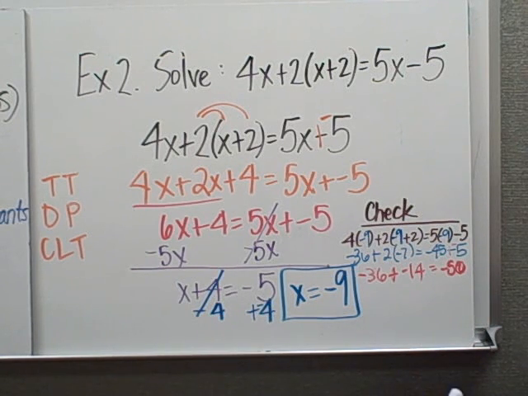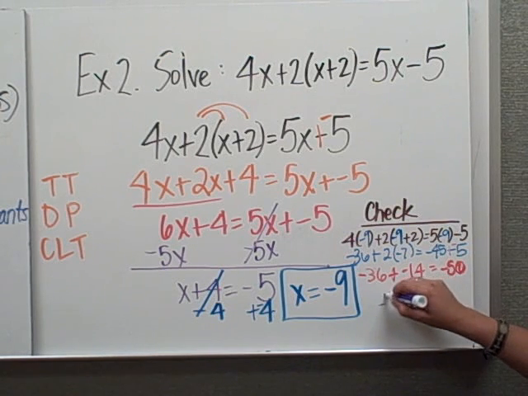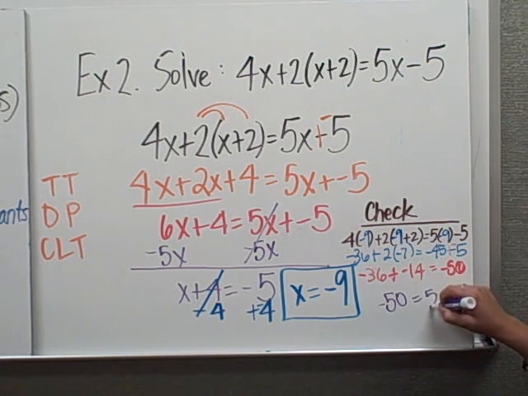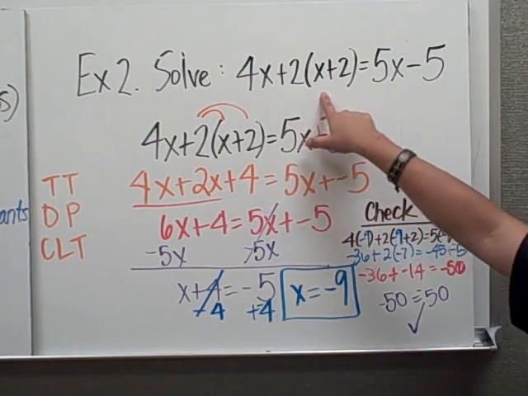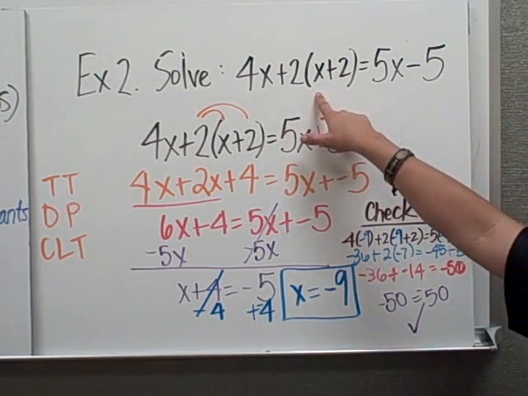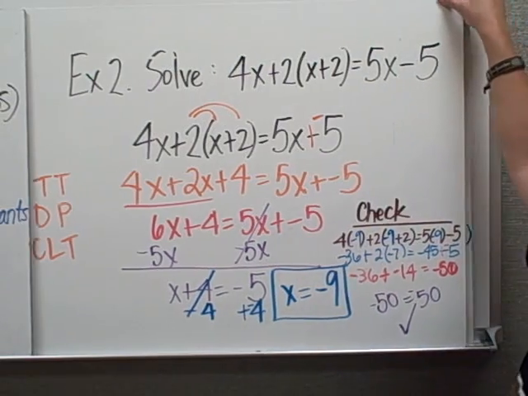And then lastly, -36 plus -14 is a -50, and that equals a -50. So -9 is correct as the solution to this equation. Notice, touch twice, distribute, combine like terms, variables on both sides.